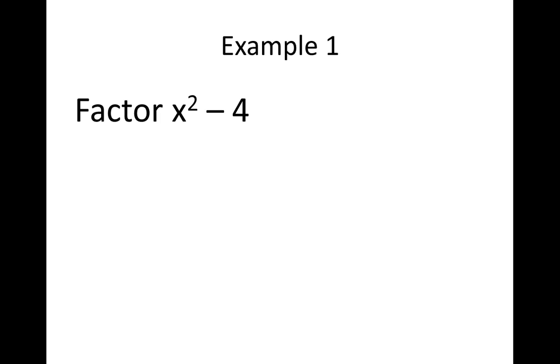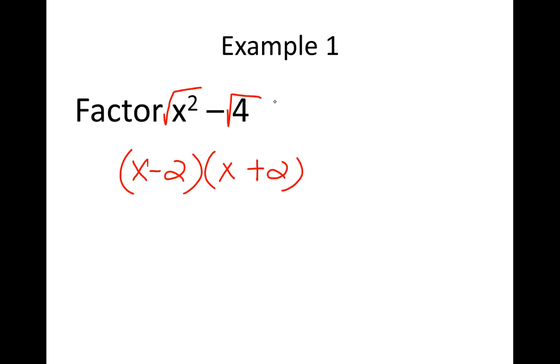Let's work through a handful of examples. So factor x squared minus 4. So this is going to be x minus 2 times x plus 2. We're basically taking the square root of both of these pieces right here.